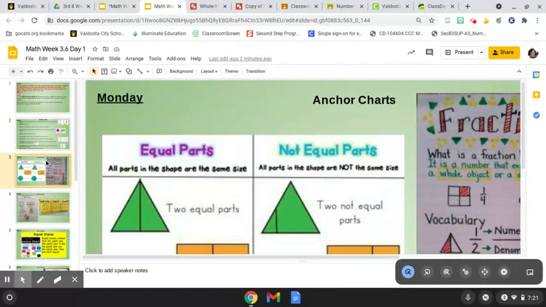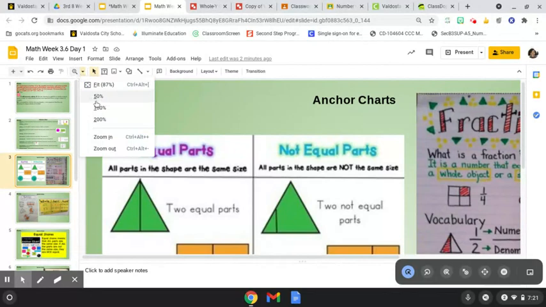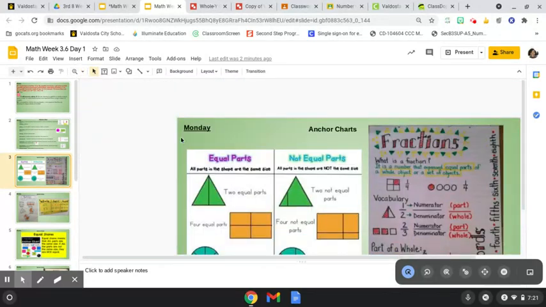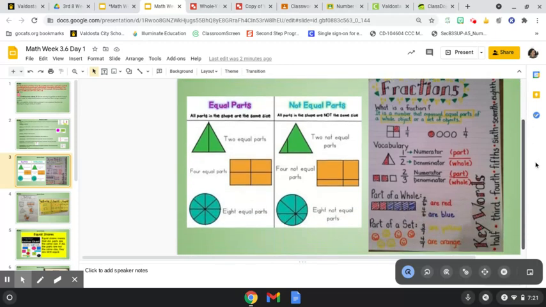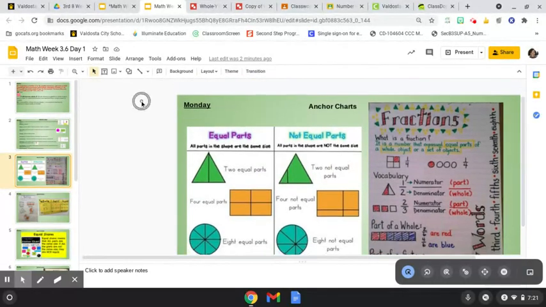Okay, I'm going to zoom out. Okay, here's our anchor chart that's showing equal parts and not equal parts. All parts in the shape are the same size. You got 2 equal parts, 4 equal parts, 8 equal parts. On this side, this is showing 2 not equal parts, 4 not equal parts, and 8 not equal parts. Here's an anchor chart here. What is a fraction? Let's zoom in.